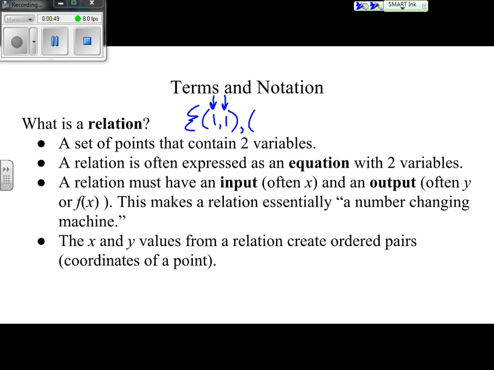And then I could have another set of ordered pairs, like 2, 3, another one, 3, 5, and so on and so forth. And that right there is a relation, because I'm relating an x and a y and saying that the x of 1 goes with the output of 1, the x of 2 goes with the y of 3, the x of 3 goes with the y of 4, and so on and so forth. Some sort of relationship. I could also write these as a t-table, where I have x's and y's.